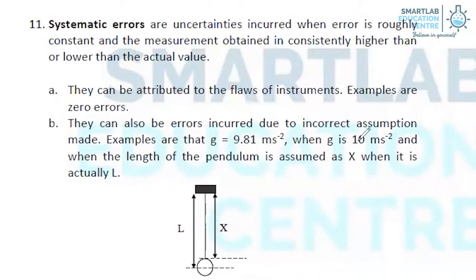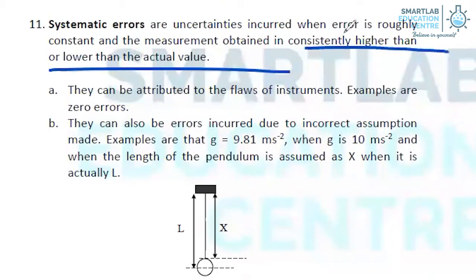Systematic errors are errors that are incurred consistently, and it is either consistently higher or consistently lower. And the error that is detected is roughly constant. So a systematic error could very well be a case when a certain assumption is made incorrectly.